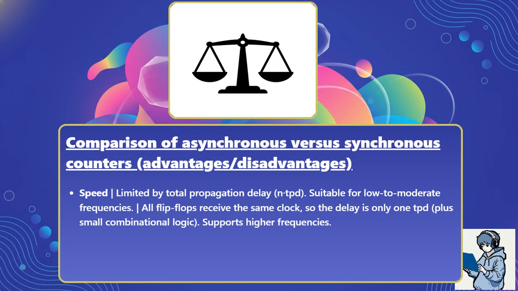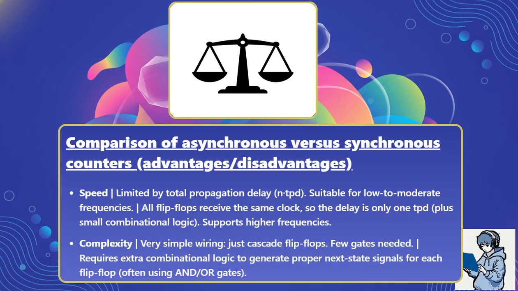Speed. An asynchronous counter is limited by total propagation delay, n times TPD, suitable for low to moderate frequencies. A synchronous counter has all flip-flops receive the same clock, so the delay is only 1 TPD plus small combinational logic, supporting higher frequencies. Complexity. An asynchronous counter uses very simple wiring, just cascading flip-flops with few gates needed.